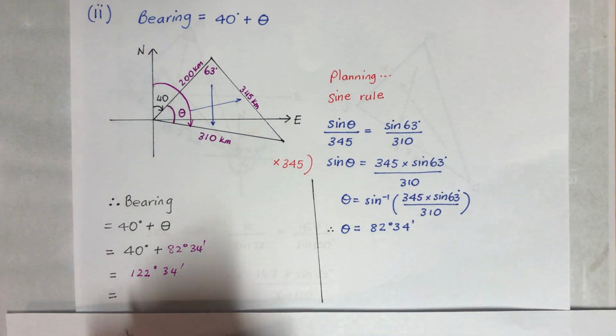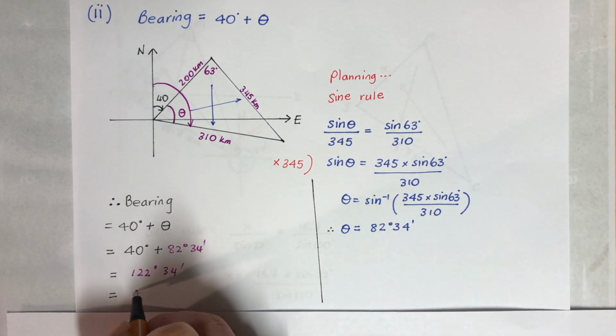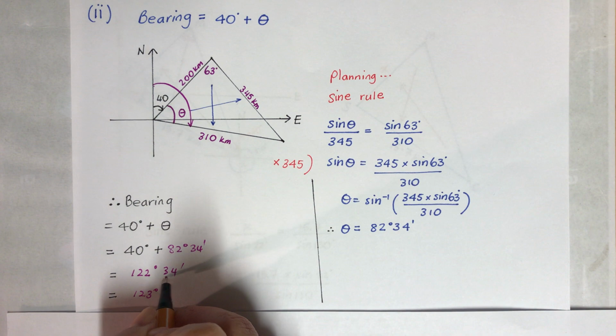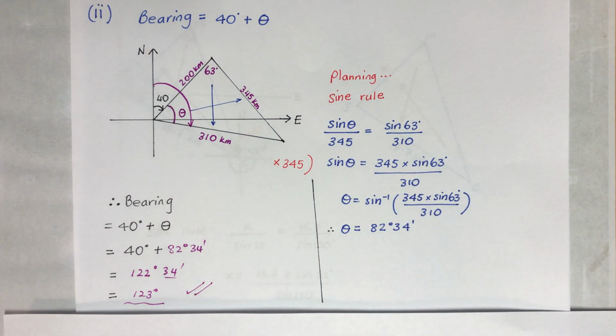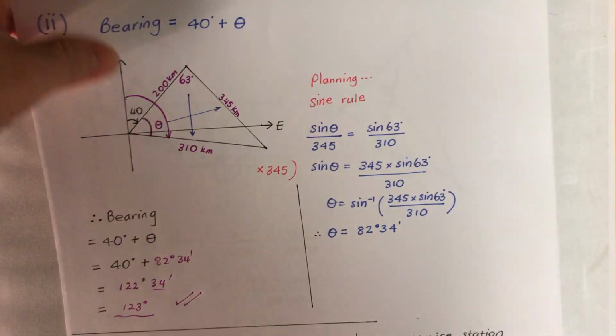122.34, and to the nearest degree 123, because it's more than half. Okay, so that's what we've done. Excellent.